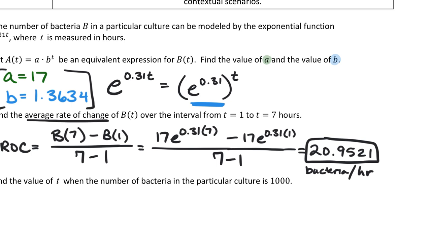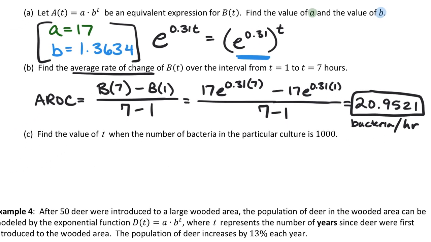I'm just kidding. Okay, letter C says, find the value of T when the number of bacteria in the particular culture is 1,000. So did they give me T or did they give me B of T? They gave me B of T. So they're telling me that the B of T is equal to 1,000.